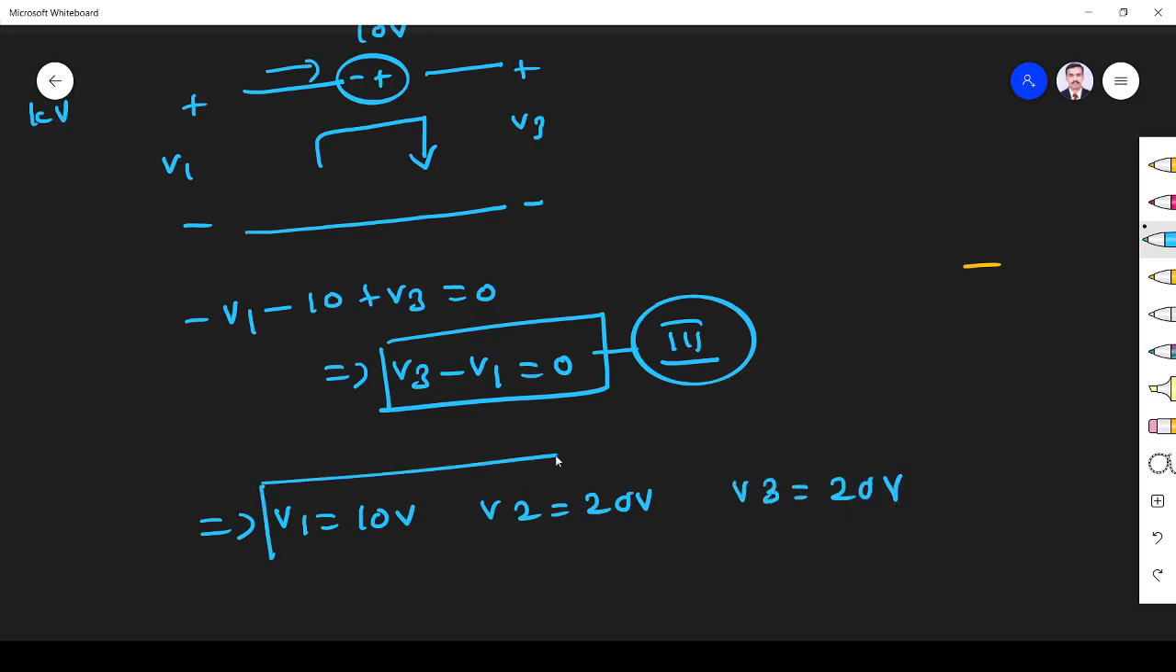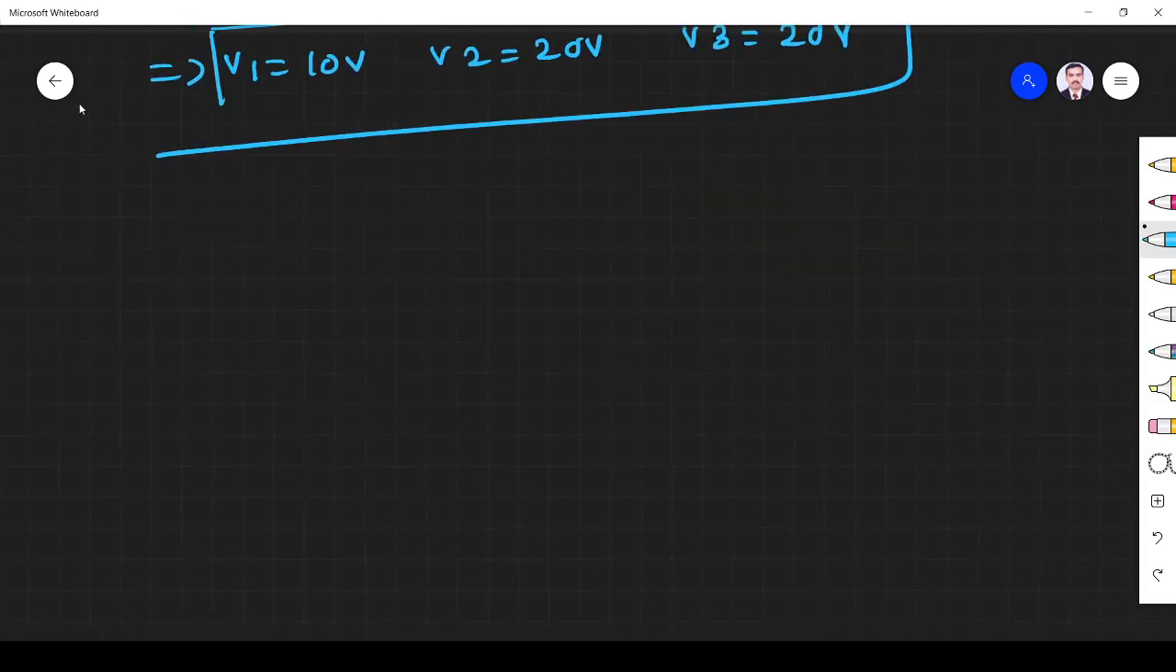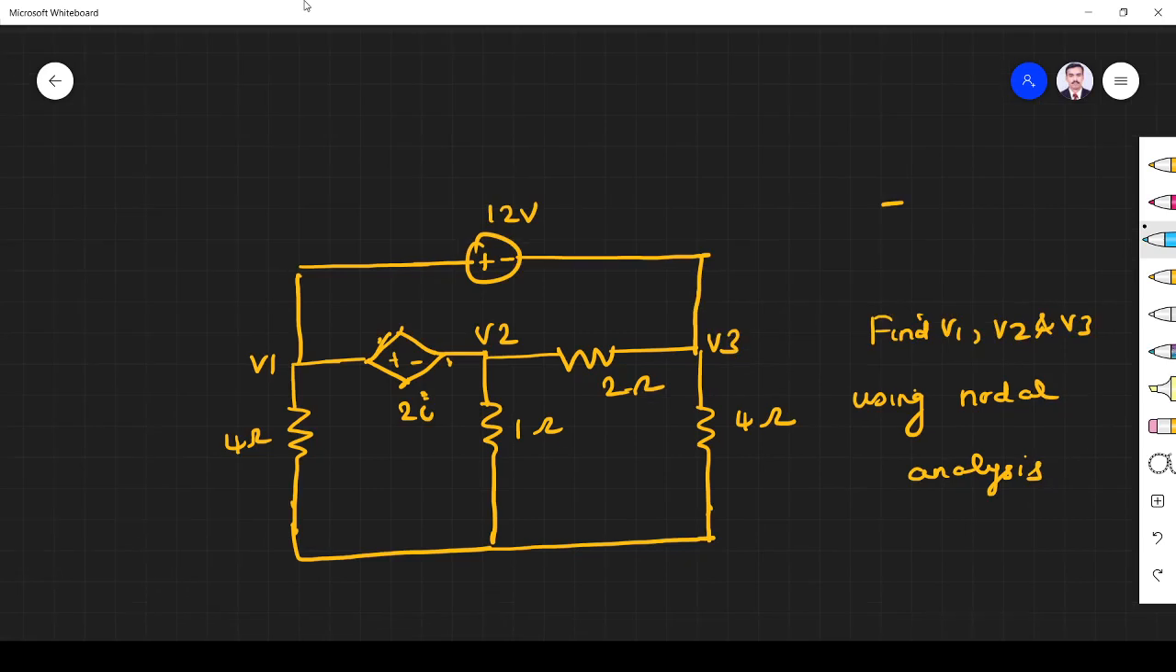This will be your answer, right? So this is the way we have to solve supernode problems. Let us see one more problem.